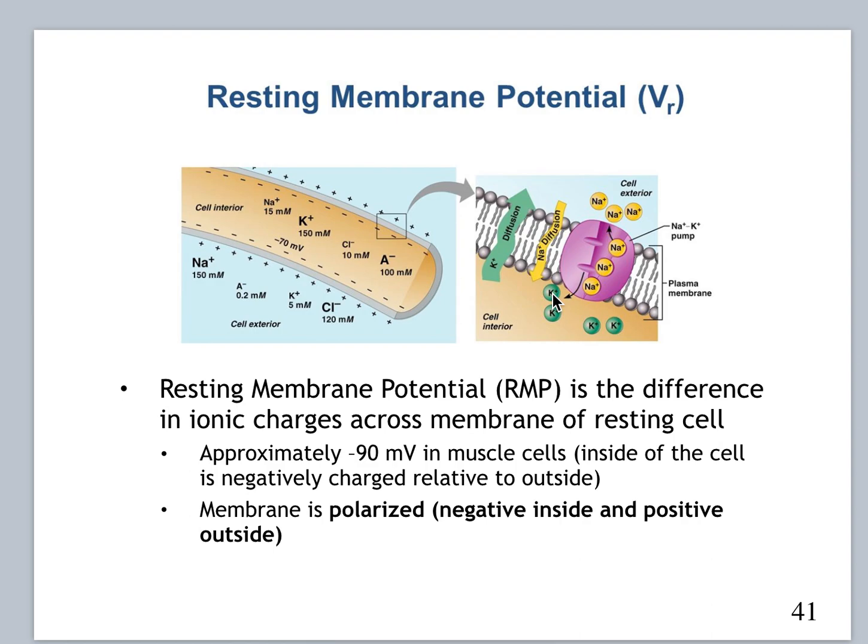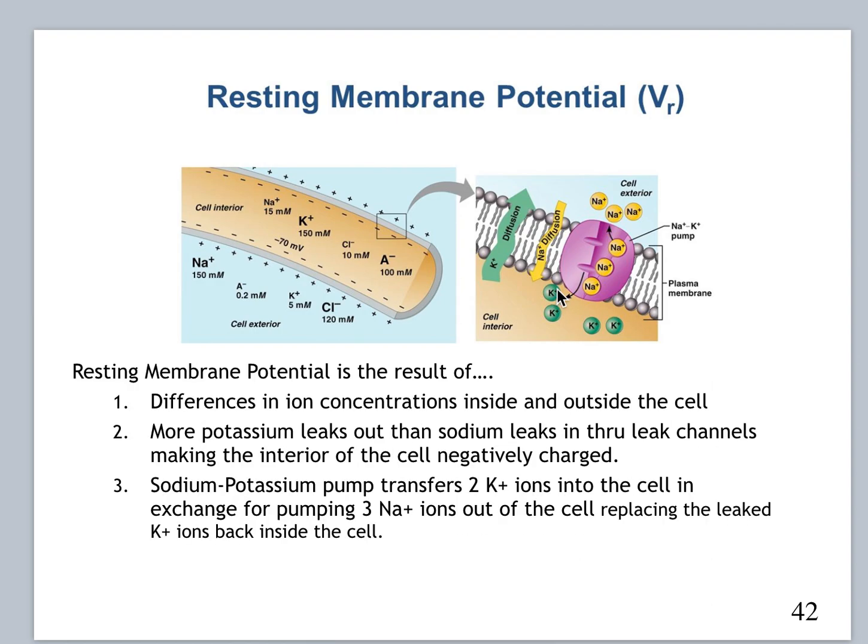This basically says the same thing. The resting membrane potential is a result of different ion concentrations inside and outside the cell, the fact that more potassium leaks outside the cell than sodium leaks inside the cell, and the sodium-potassium pump transfers 2 potassiums into the cell in exchange for pumping 3 sodiums outside the cell.